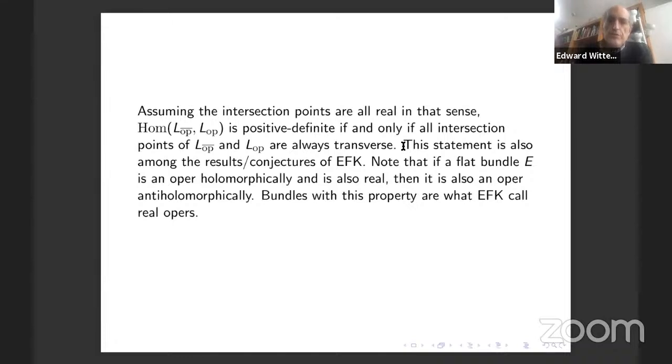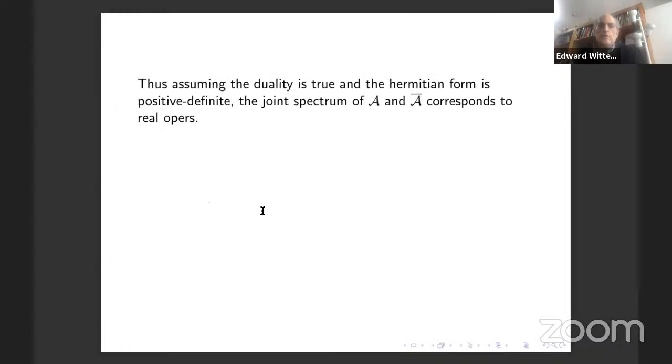Note that if a flat bundle E is an Oper holomorphically and is also real, then it's also an Oper anti-holomorphically. Bundles with this property are what EF and K called real Opers. So assuming the duality is true and the Hermitian form is positive definite, the joint spectrum of A and A bar corresponds to real Opers.